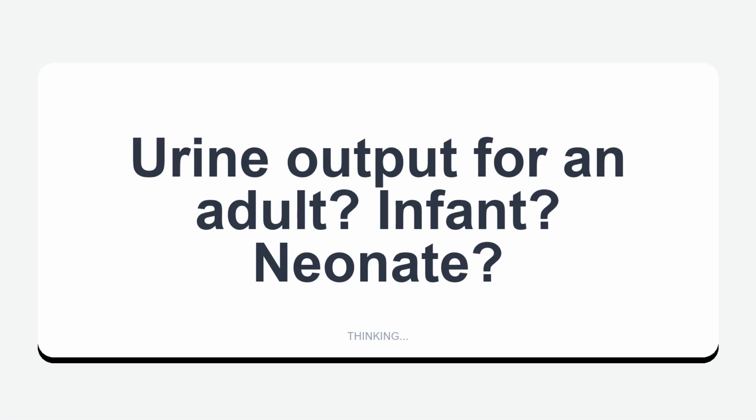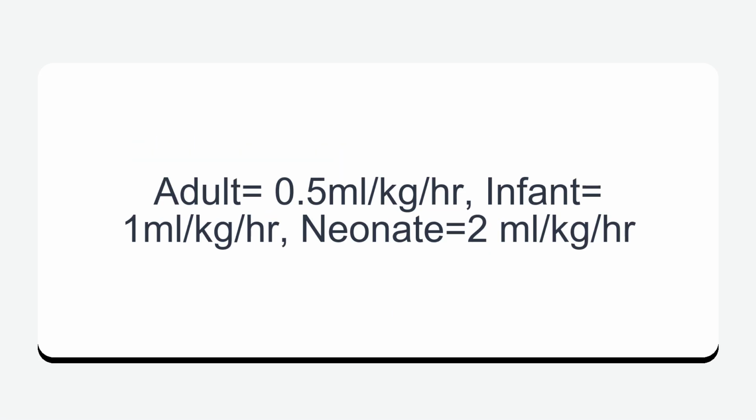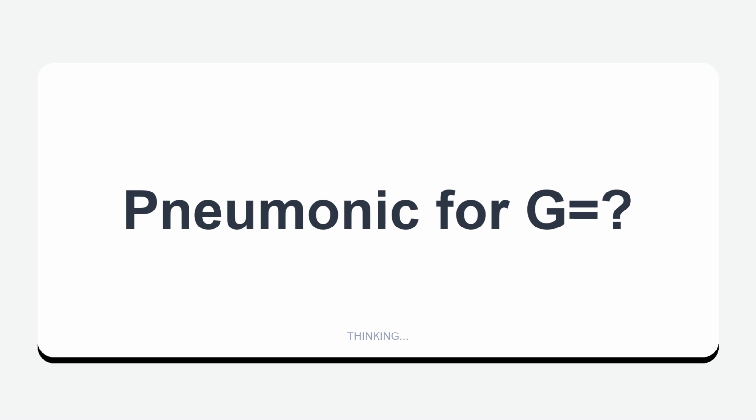Urine output for an adult, infant, neonate. Adult equals 0.5 ml/kg/hr, infant equals 1 ml/kg/hr, neonate equals 2 ml/kg/hr. Mnemonic for G equals MNUP.